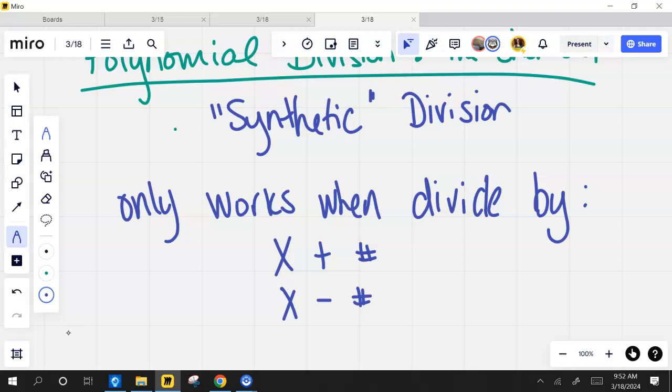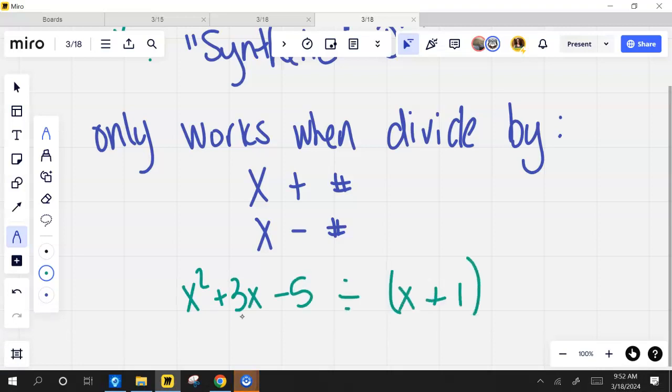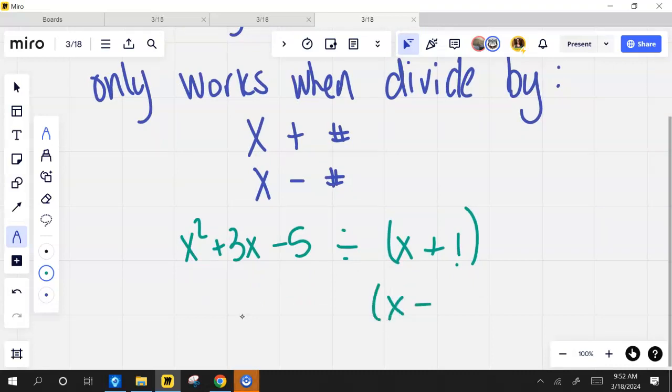Notice x does not have any coefficient. It does not have any exponent on it. It just is simply x. So for instance, if I had x squared plus 3x minus 5 divided by x plus 1, I could use the shortcut on that because it's just x plus a number. Or if I was dividing it by x minus 3, I could use the shortcut.